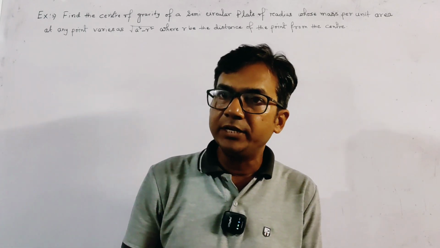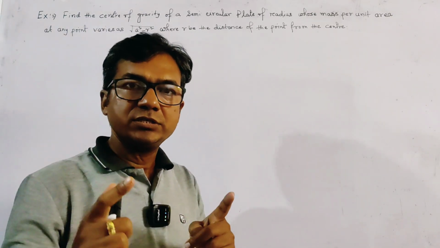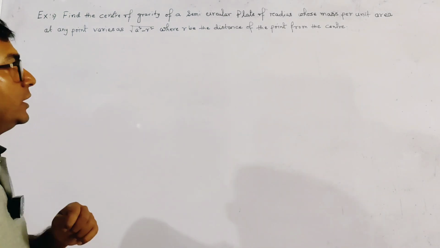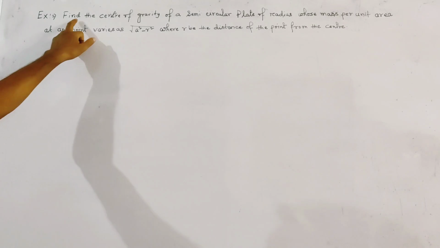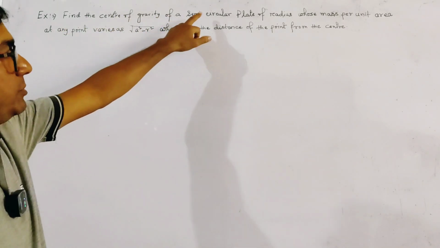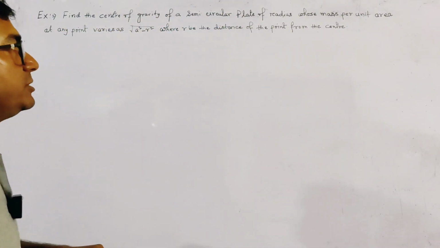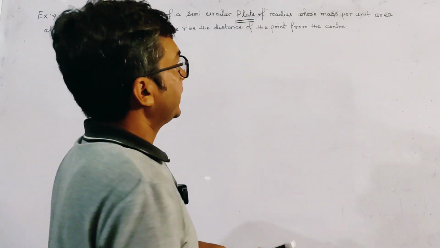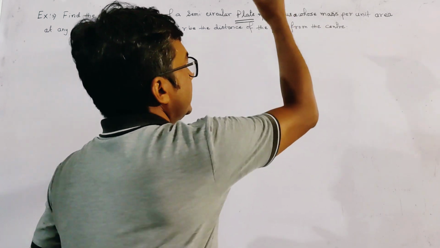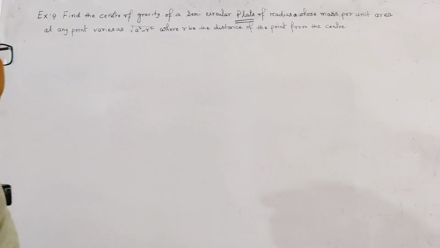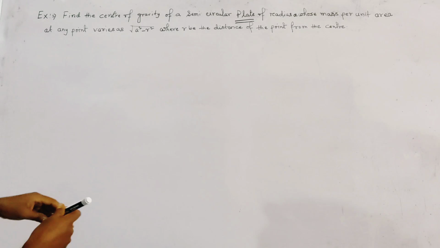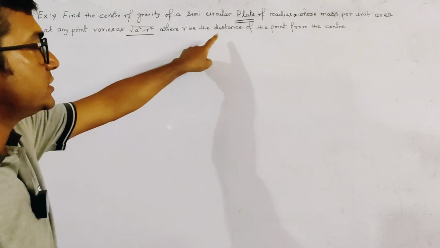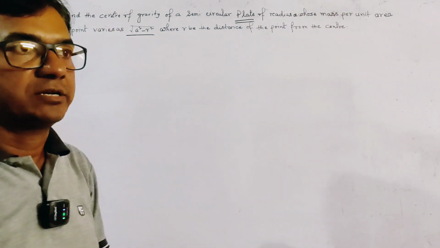Problem from center of gravity, and this is also from your university question paper. And the problem is, find the center of gravity of a semicircular plate, that is the semicircular area, of radius a, whose mass per unit area at any point varies as root under a square minus r square, where r is the distance of the point from the center.